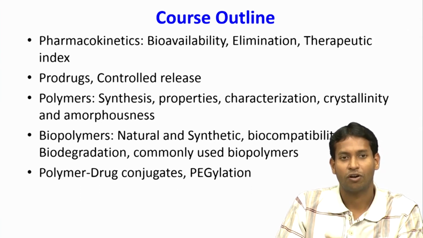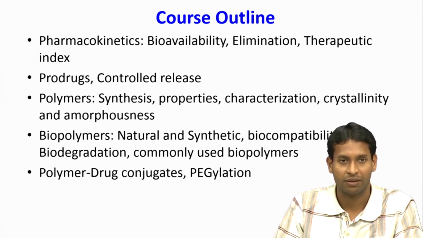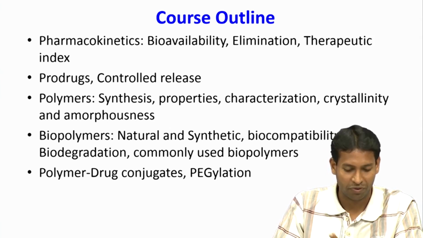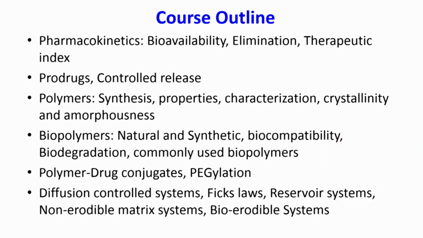As we move forward, we will talk about polymer drug conjugates, another engineering strategy to enhance the drug efficacy. Some of the major examples there include pegylation. And then we will talk about diffusion control systems, which will include some basic knowledge of Fick's law, reservoir type systems, and non-irreversible type systems. Again these are some of the engineering systems that we will use to enhance our drug delivery, and we will describe them as we go along.